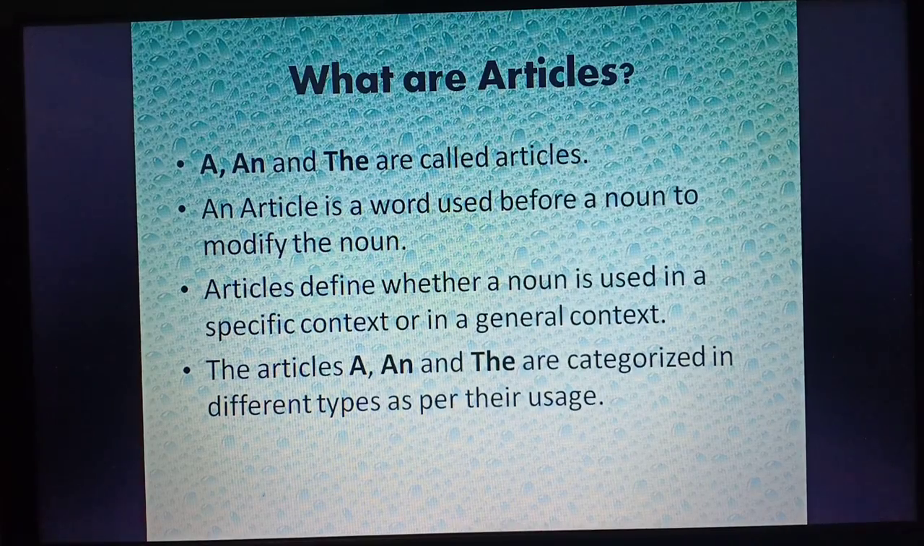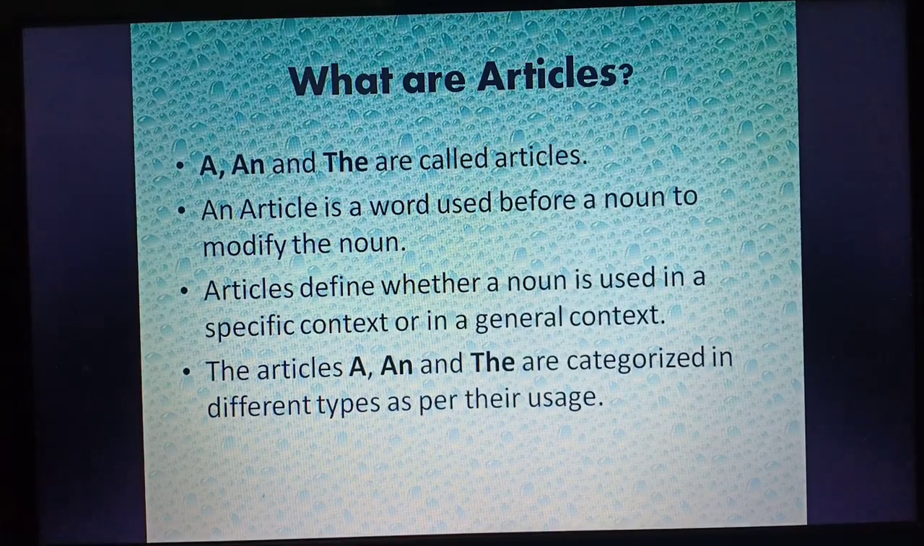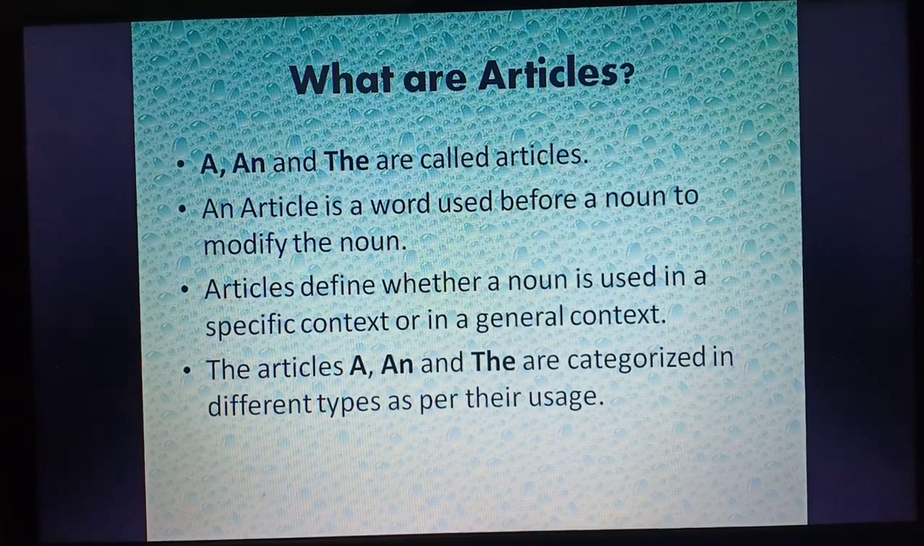A, an and the are called articles. An article is a word used before a noun to modify the noun. Articles define whether a noun is used in a specific context or in a general context. The articles a, an and the are categorized into different types as per their usage. Let's look into that now.